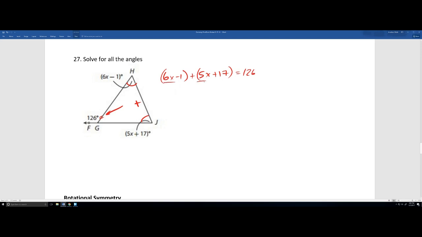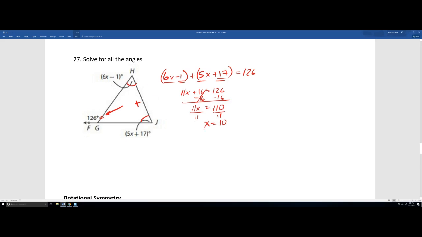Combine like terms. Okay, 17 minus 1, 16. Use your subtraction property. Oh, nice. And we should get 110. Division property. X equals 10. Solve for all the angles instead of solving for x.